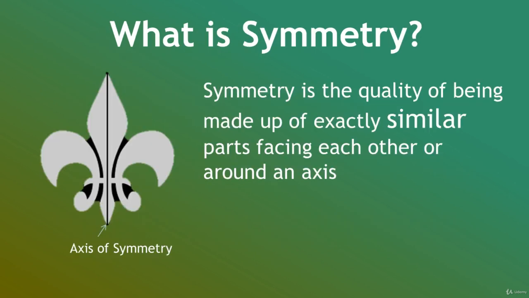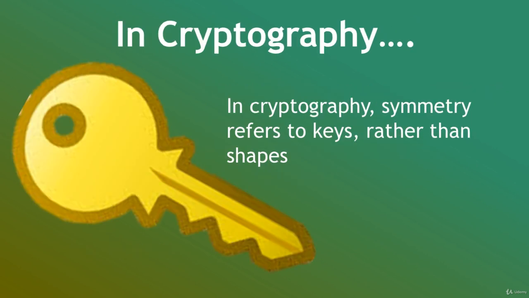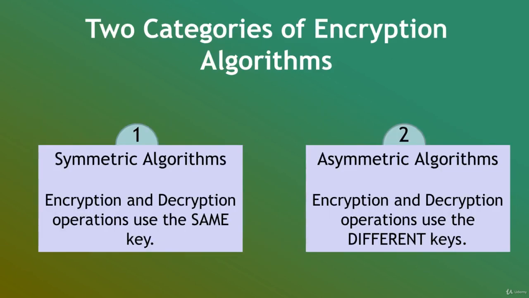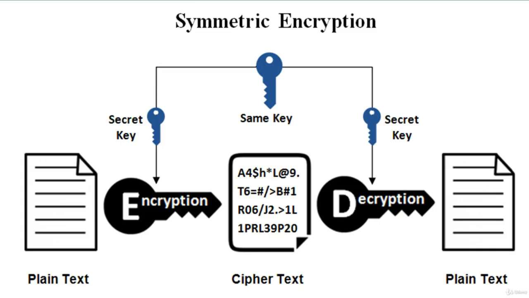At a rudimentary level, symmetry is the quality of being made up of exactly similar parts facing each other or around an axis. In cryptography, when we discuss symmetry, we are referring to keys rather than shapes. There are two categories of encryption algorithms: symmetric algorithms, which perform encryption and decryption operations using the same key, and asymmetric algorithms, which perform encryption and decryption operations using different keys. We will first discuss symmetric encryption.